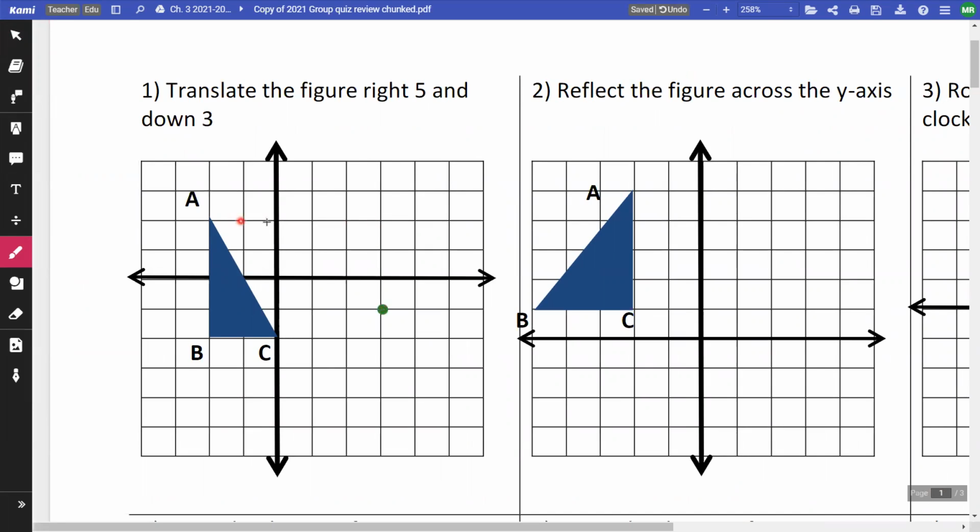Okay, so again, right 1, 2, 3, 4, 5, down 1, 2, 3. That's going to be A. Now from here, I can do the same for each point, but I can also count 1, 2, 3, 4. So 1, 2, 3, 4. Going across 2, so I'm going across 2. And then I can draw this.